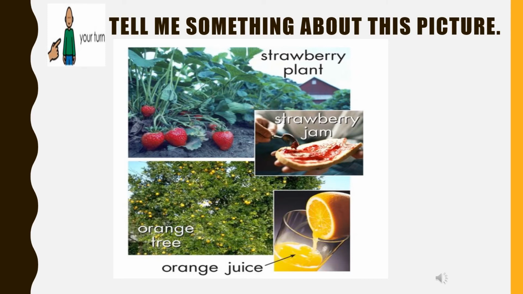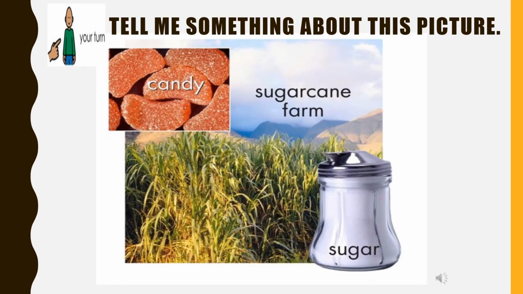My turn. I see a strawberry plant, and next to it, I see some strawberry jam. Jam is another word for jelly. On the bottom picture, I see an orange tree. Next to the orange tree, I see an orange being squeezed into a cup. I wonder, is that how they make orange juice? Your turn. Tell me about this sugarcane farm.